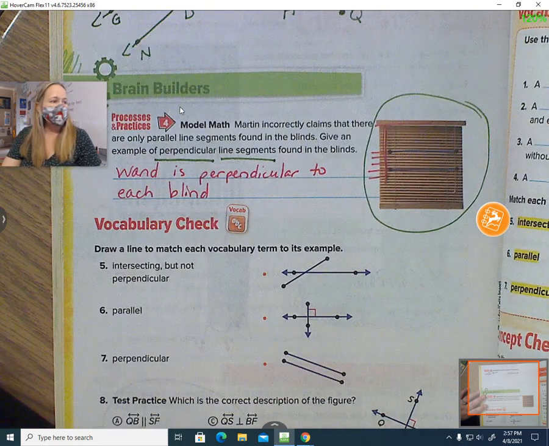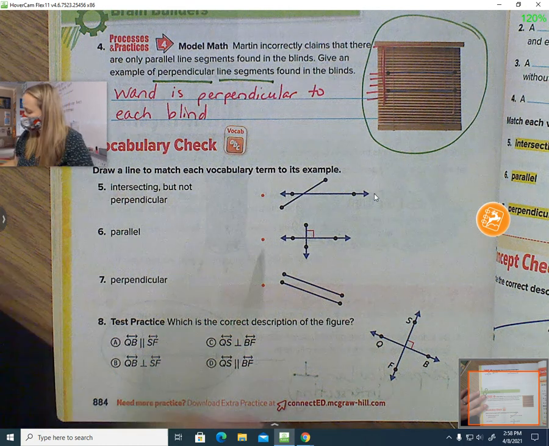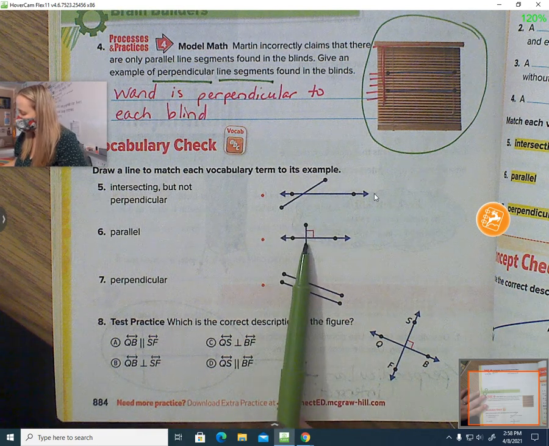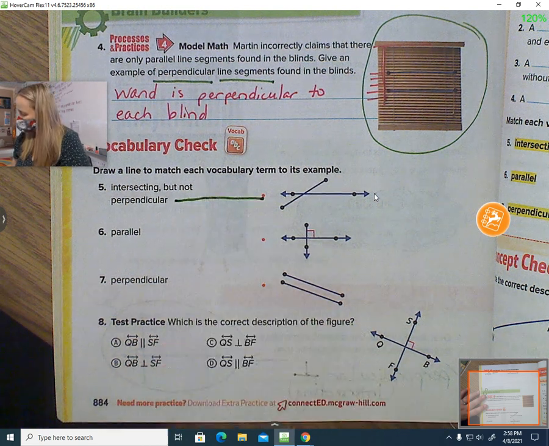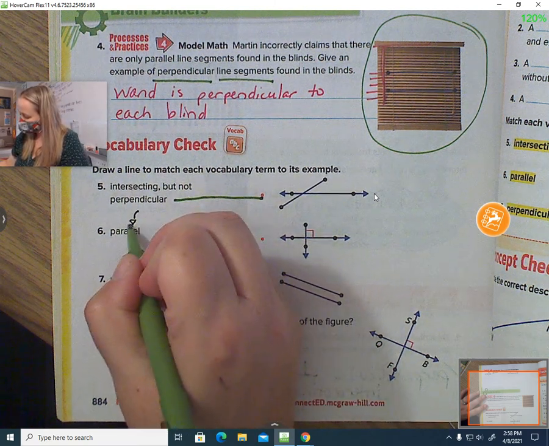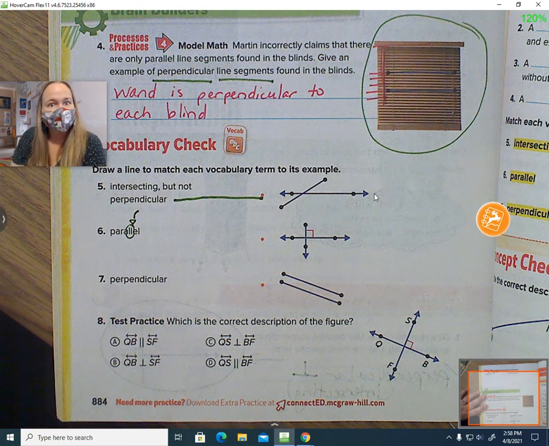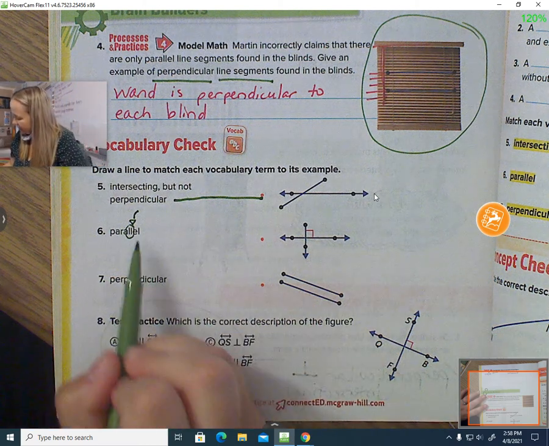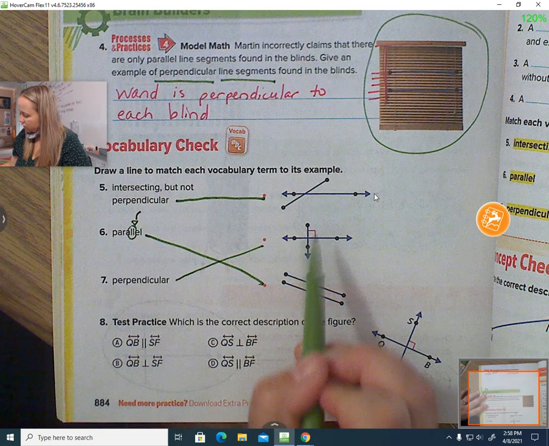All right, down here at the bottom. Draw a line to match each vocabulary term to its example. Okay, so intersecting but not perpendicular. Well, this one is intersecting, and this one is intersecting, but this one's perpendicular. So, yes, it must go to here. Okay, how about parallel? Did you know that inside the word parallel, they give you the answer? Did you ever notice that? There are 2 parallel lines inside the word parallel. Whoa, did your mind just go? Okay, so parallel goes to here. And perpendicular, we know perpendicular has that square corner like it does there.